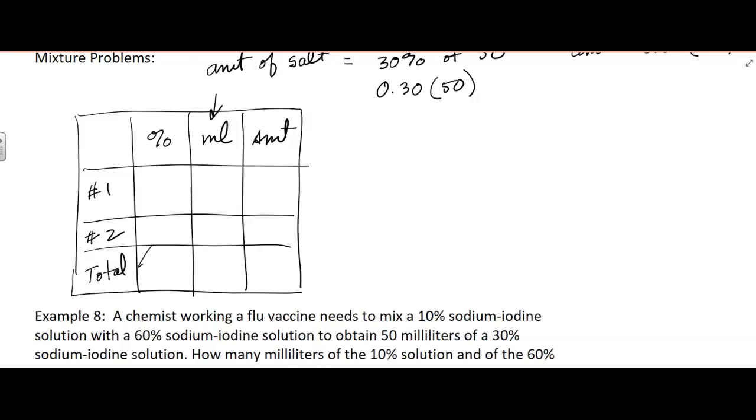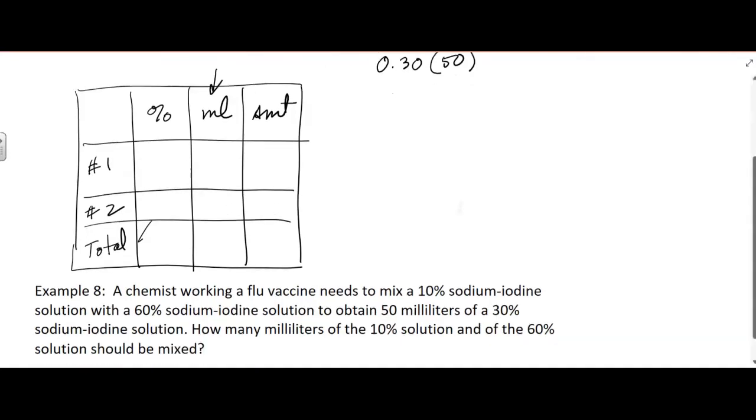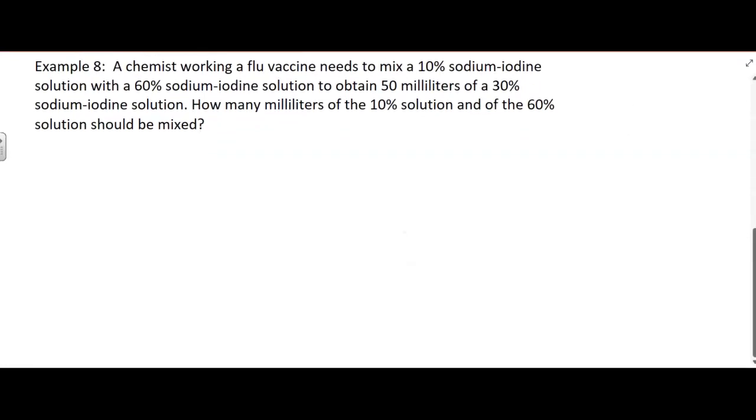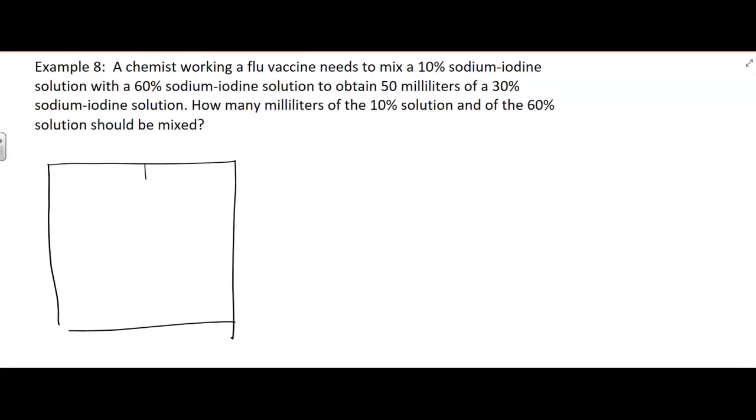It doesn't have to be milliliters; it could be cups. It's going to be some kind of volume, gallons, quarts, something. Okay, so here we go. We're going to set up that chart again. I'll draw it again, and if you fill out the chart, it works out really nice.